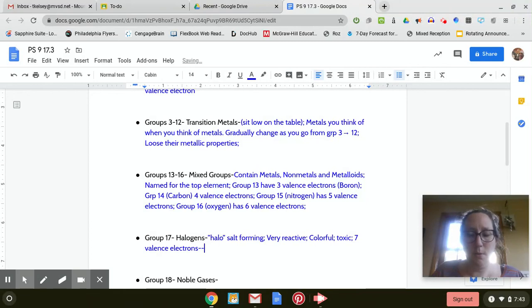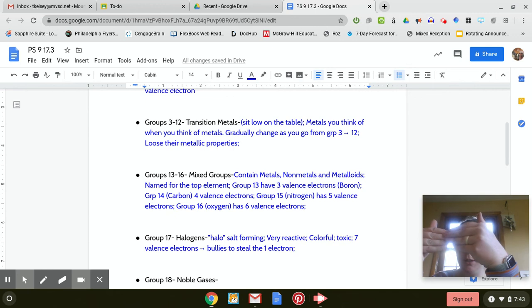Okay, so they act like bullies to steal the one electron that they're missing to fill their shell. Okay, so when we find them in nature, they actually form bonds with each other. So like chlorine gas is actually Cl2. Okay, table salt, the stuff you put on your popcorn, see this popcorn, see salt, that is sodium chloride. Okay, so the chlorine steals the sodium's extra valence electron.